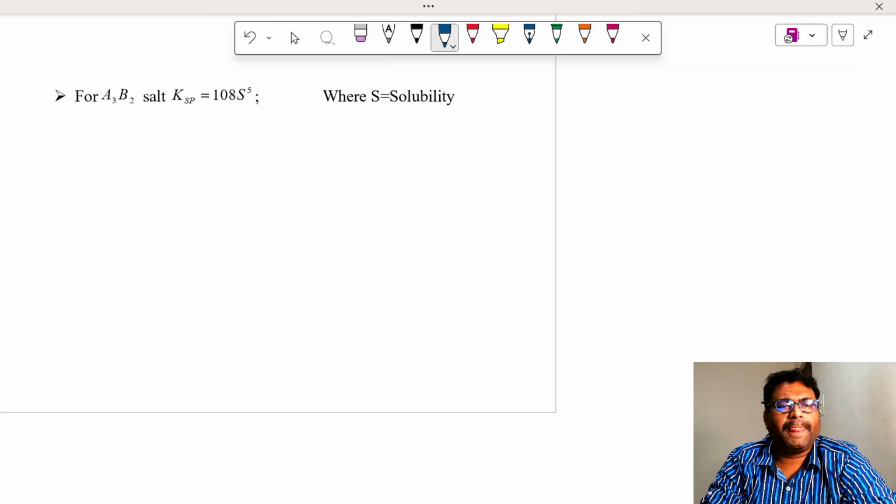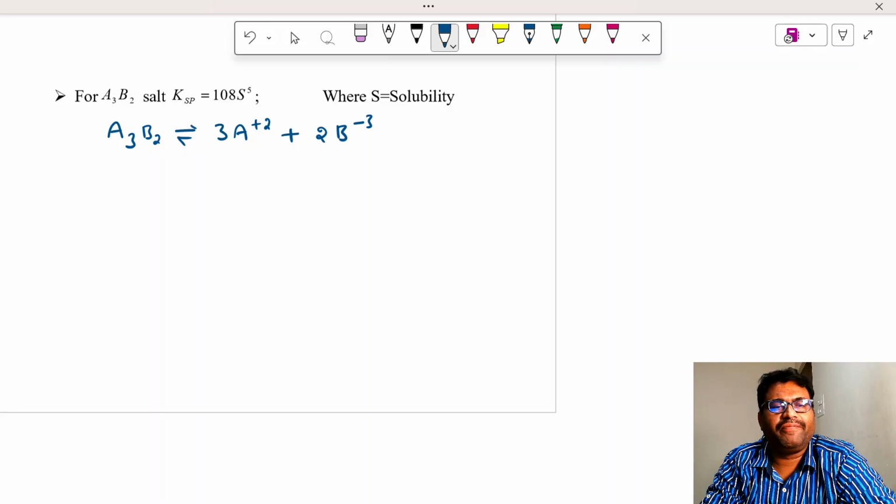The next one is A3B2 type of salt. A3B2. So let us dissociate. A3B2 dissociates into 3A plus 2 plus 2B minus 3. How many A are there? 3A. So we have written 3A. What will be the charge of A? Crisscross, you see, plus 2 and 2B minus 3. Okay.